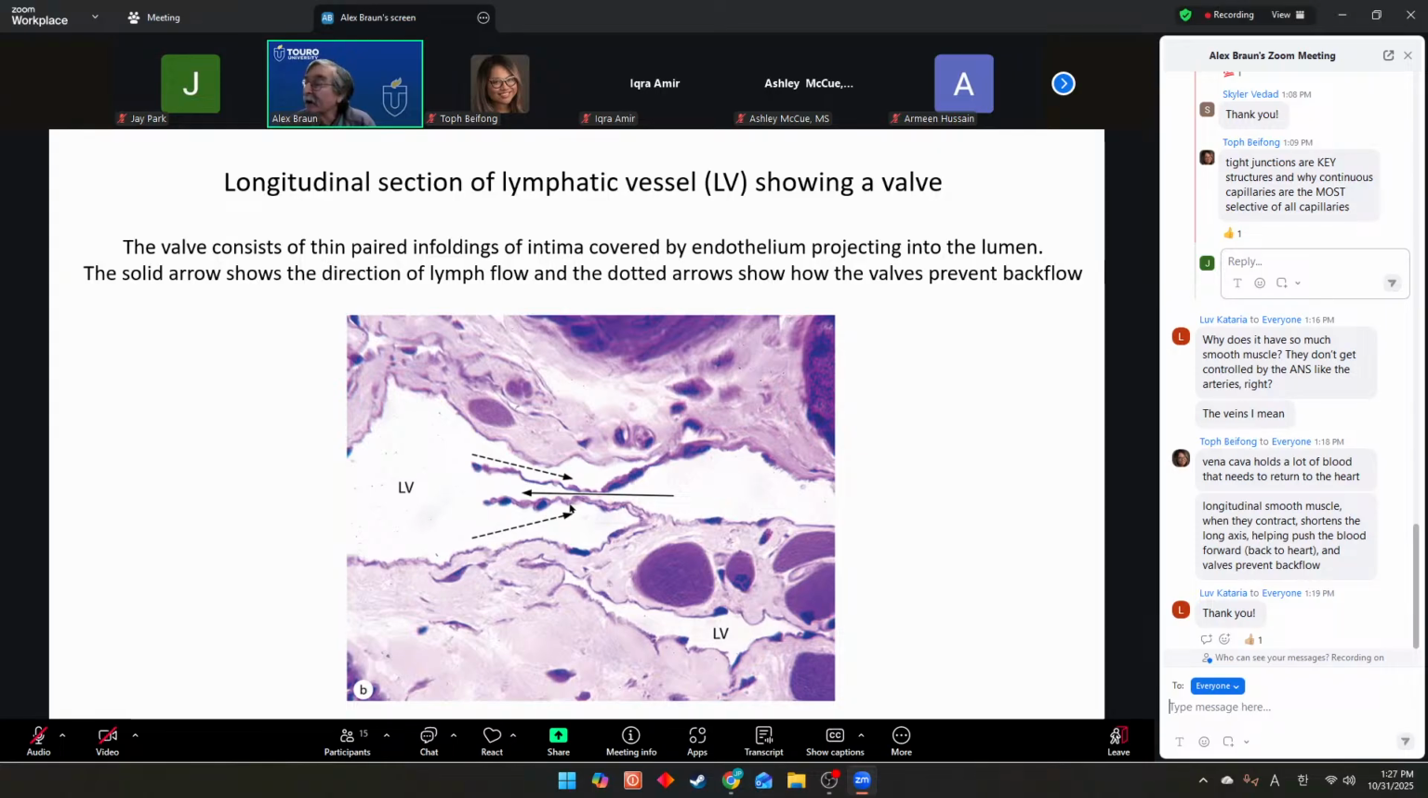The lymphatic valve, like the other valves we talked about today, is an elaboration of the inner lining of lymphatic vessels, with an endothelium covering the valve and a little bit of connective tissue inside the valve leaflet, like that. So these are lymphatic valves found within lymphatic vessels.